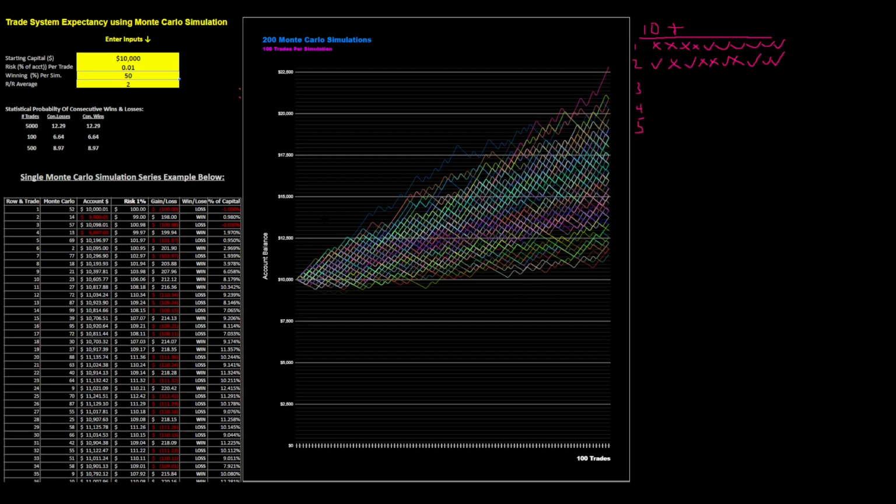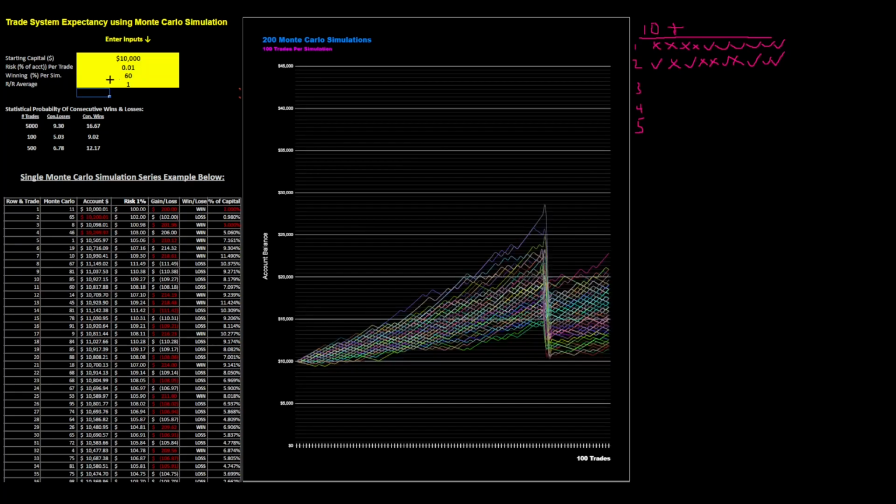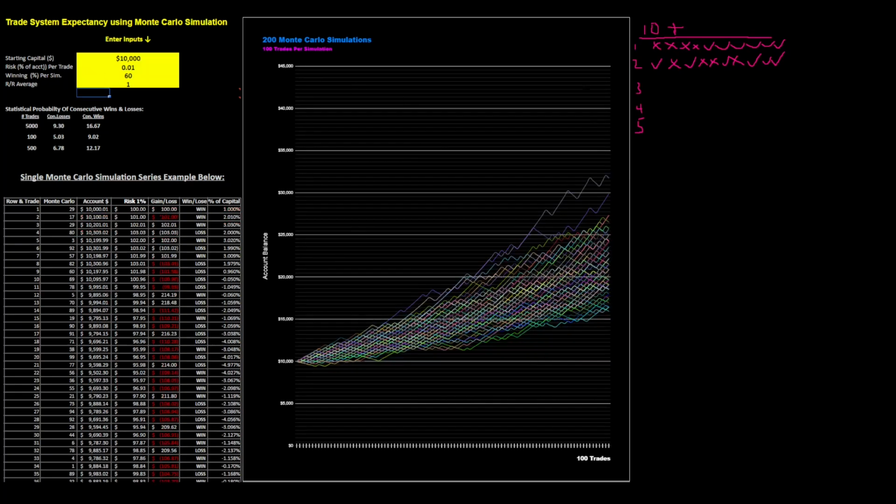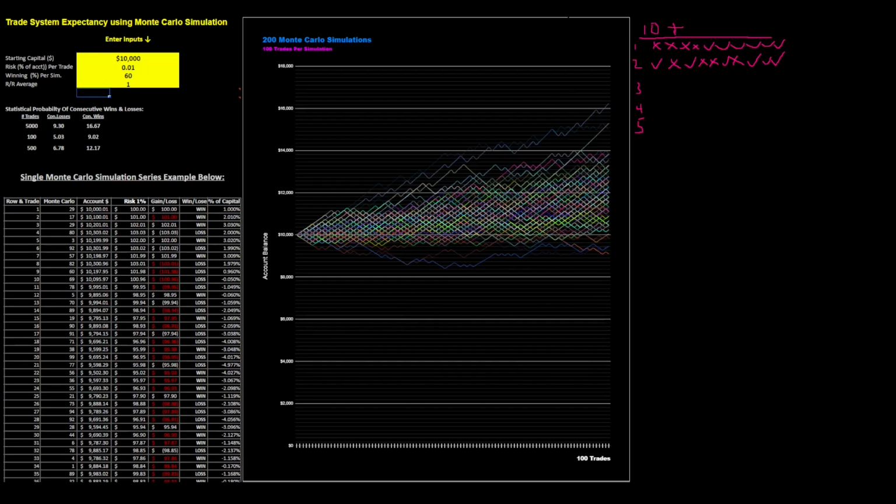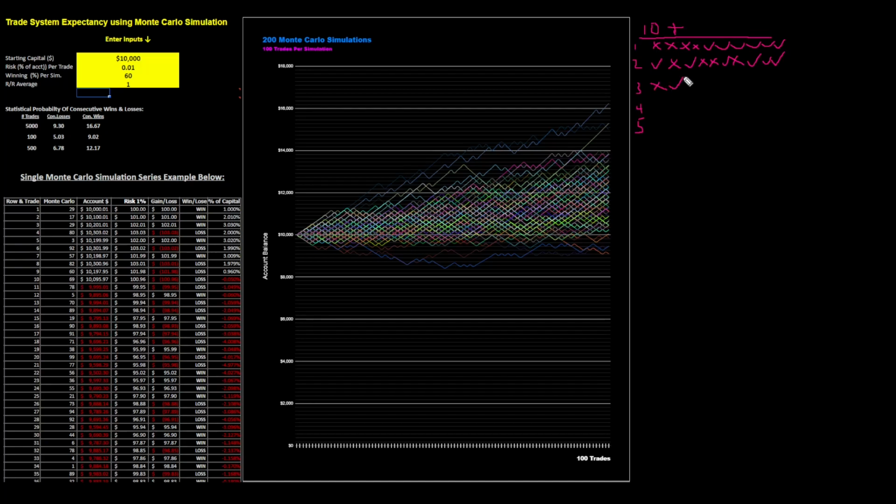So this is the winning percent per simulation here. Anyways, that correlates to what I'm doing. Then trader 3 is going to be a loser, a winner. He gets kind of lucky. He has 3 wins in a row, and then a winner, a loser, winner, winner, winner, and then 2 more losers at the end, right?